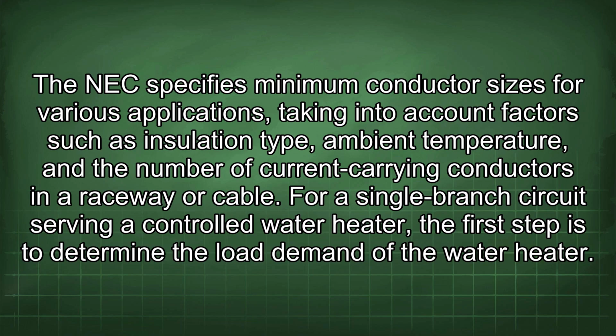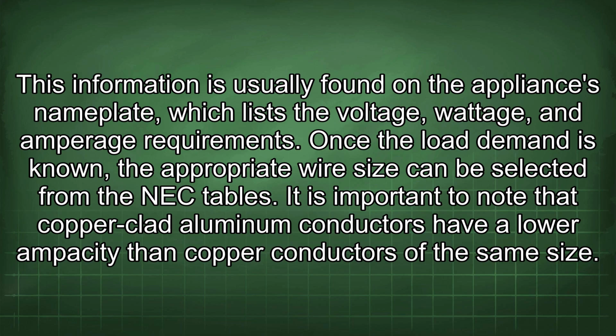The NEC specifies minimum conductor sizes for various applications, taking into account factors such as insulation type, ambient temperature, and the number of current carrying conductors in a raceway or cable. For a single branch circuit serving a controlled water heater, the first step is to determine the load demand of the water heater. This information is usually found on the appliance's nameplate, which lists the voltage, wattage, and amperage requirements. Once the load demand is known, the appropriate wire size can be selected from the NEC tables.